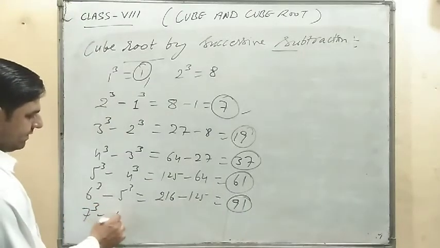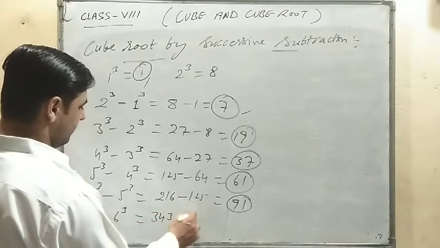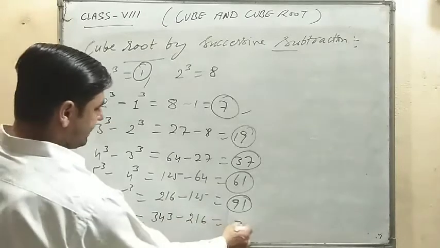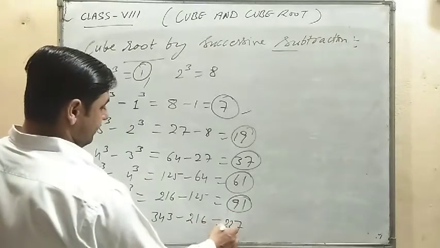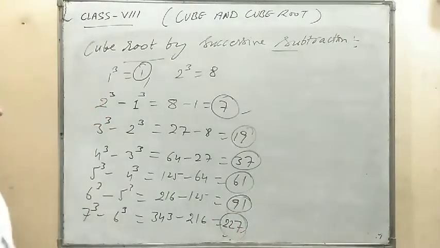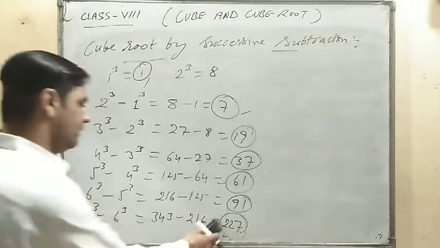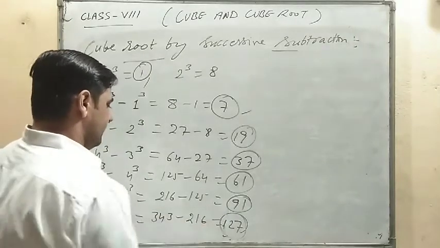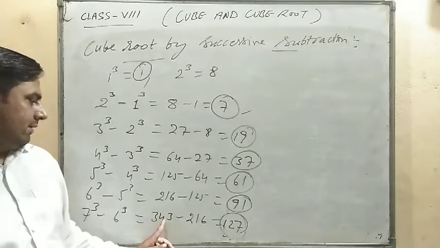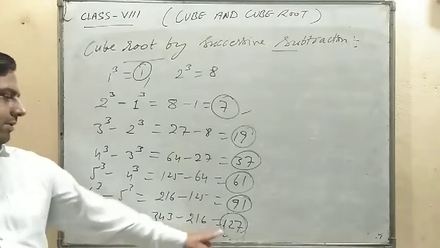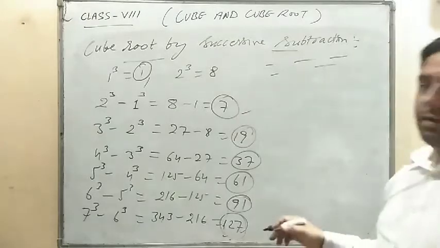Similarly, you can do it by yourself. So 7 cube, very well 343, minus 6 cube, 216, so the result is 127. By this method you can find out the cube root.